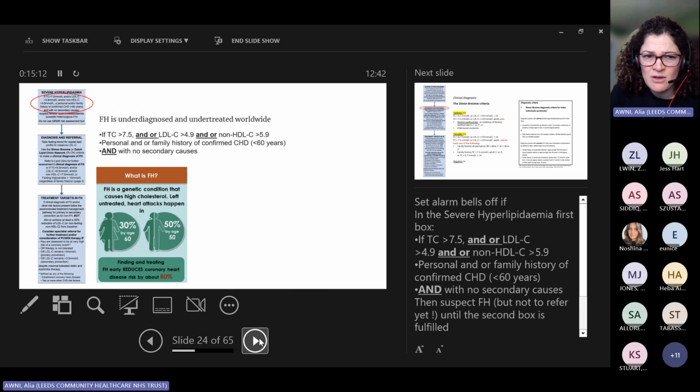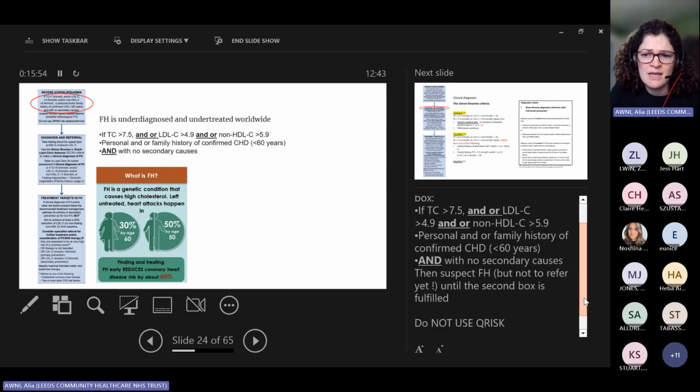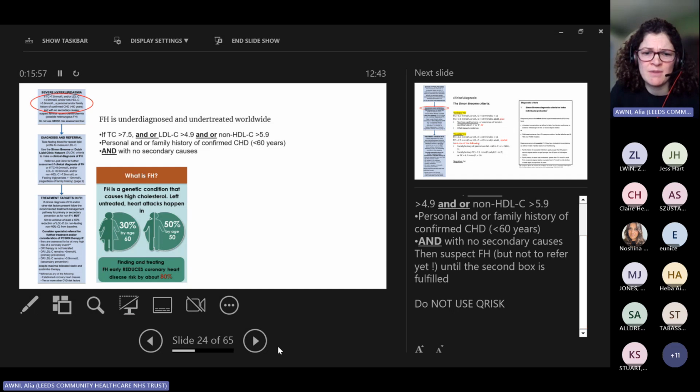What sets the alarm bells off for me is when I look at the first box, which is the severe hyperlipidemia. So if we have total cholesterol levels above 7.5 and or LDL levels above 4.9 and or non-HDL above 5.9, we check personal and family history to confirm chronic heart disease below the age of 60 for the patient. And as I explained, we make sure that we exclude any secondary causes of hypercholesterolemia or hyperlipidemia in general. So we suspect FH, but we don't refer yet until we fulfill the next box, and making sure that we do not do a Q risk score in these patients.